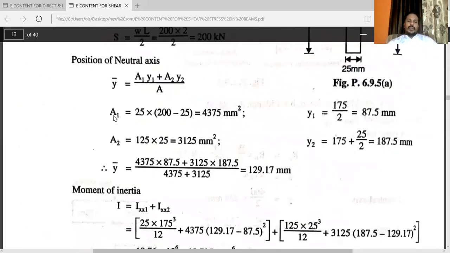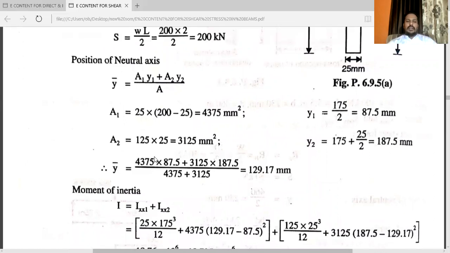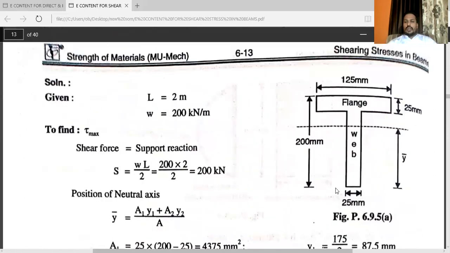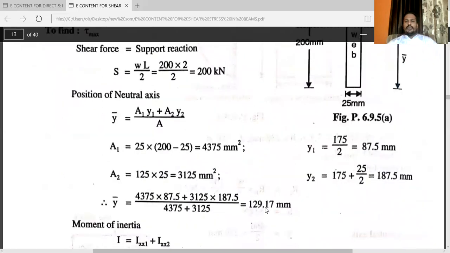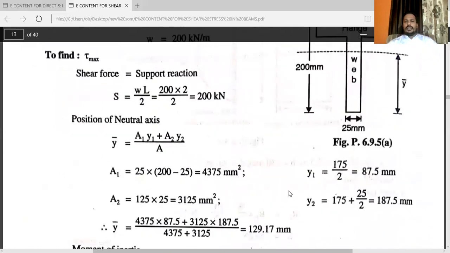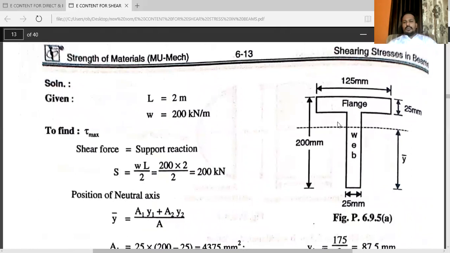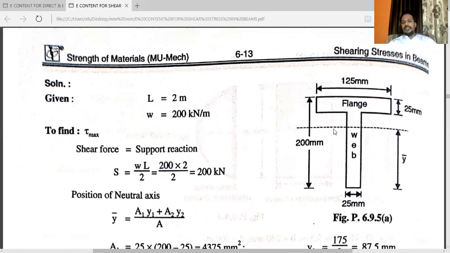After getting the values of A1, y1, A2, y2, you can calculate y bar, that is A1 into y1 plus A2 into y2 upon summation of area. So the value of y bar is equal to 129.17 mm. So from bottom, the answer is 129.17. That is the distance from baseline, distance from horizontal x-axis. So y bar is here. You can see by this dotted line.